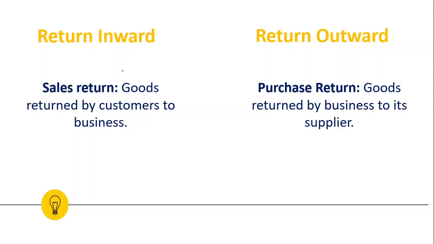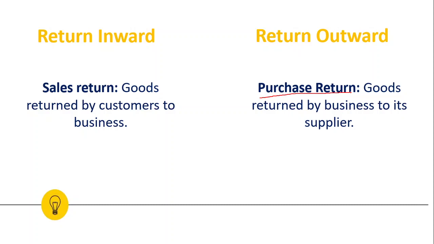Now let's look at another concept related to sales and purchase: return inward and return outward. When you have purchased goods from the supplier and after purchasing you realize that these goods are not of the quality or specifications you mentioned earlier to the supplier, you are returning the goods back to the supplier. In that case, it will be termed as purchase return or simply return outward.